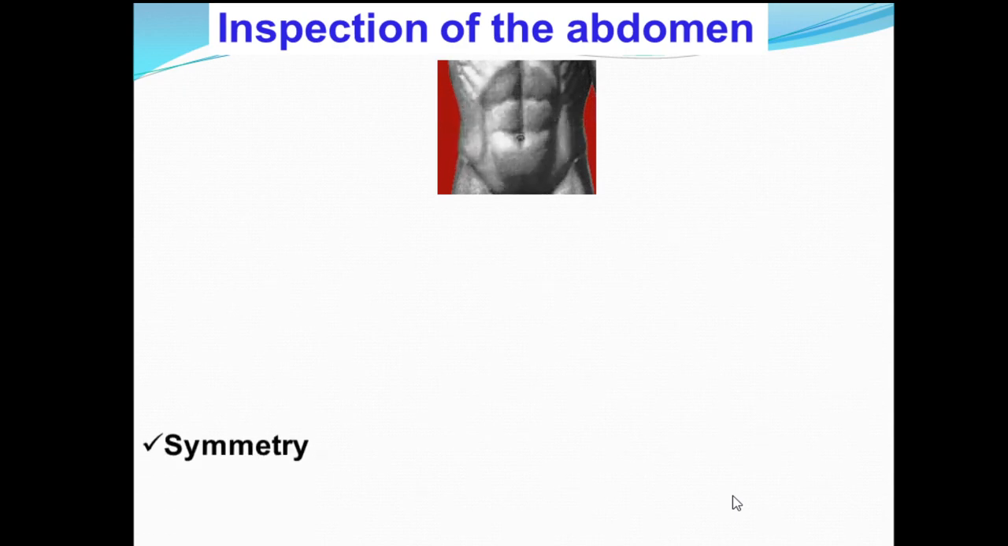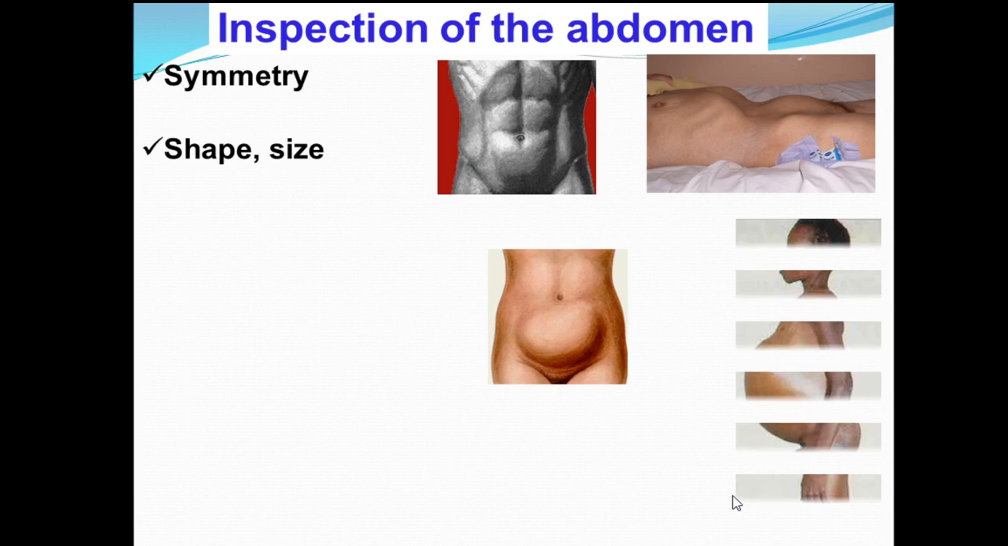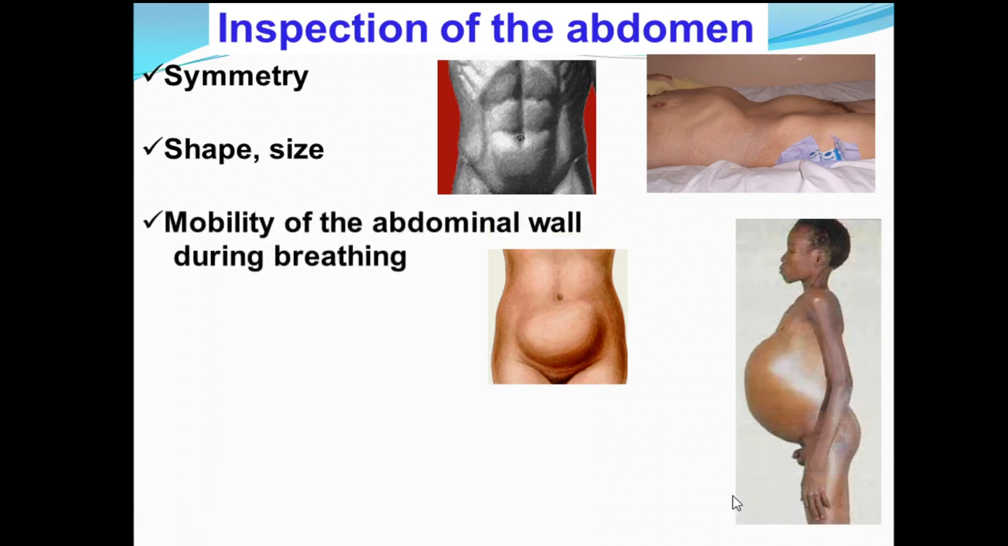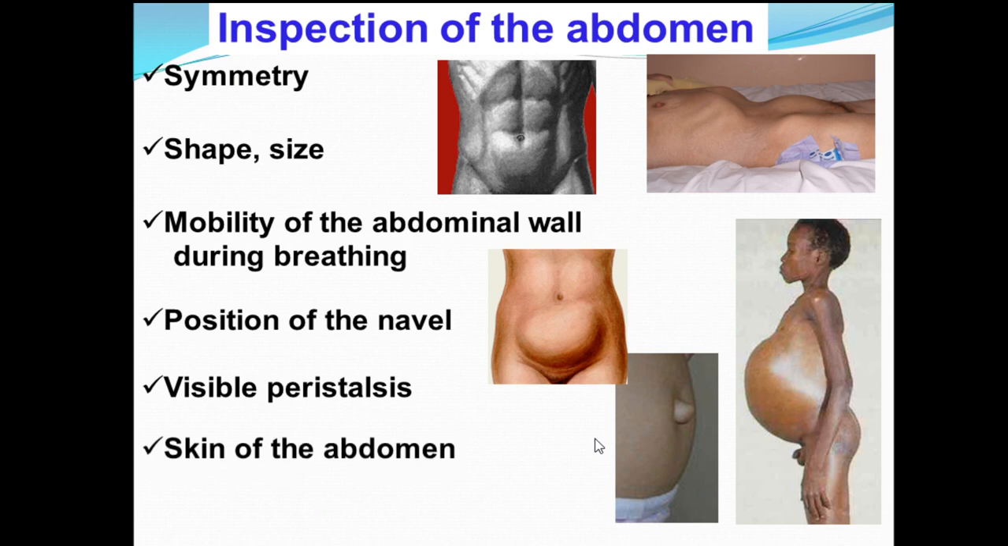Inspection of the abdomen includes information about its symmetry, size and shape, mobility of the abdominal wall during breathing, about which you forgot on the exam, position of the navel, which is usually depressed but in some pathology may be protruded, and some visible peristaltic movements or local affection of abdominal skin or some pathological formation. You will have full information about abdomen inspection when we talk about pathology of the digestive system, and I'll give you full characteristics of every element. Now I'll give you only a superficial characteristic.